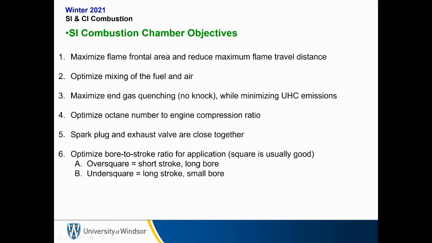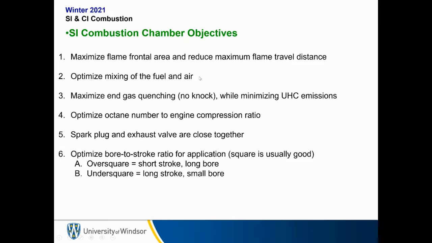So we're now going to talk about combustion chamber design for spark ignition engines. There are six goals that we want to achieve when we design spark ignition combustion chambers. We want to maximize the flame frontal area and reduce maximum flame travel distance. The longer the flame has to travel, the longer it's going to take, and that's bad. We want to maximize the flame area because it's going to travel faster.